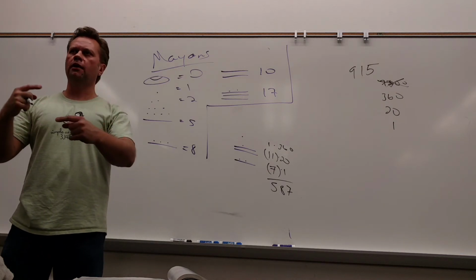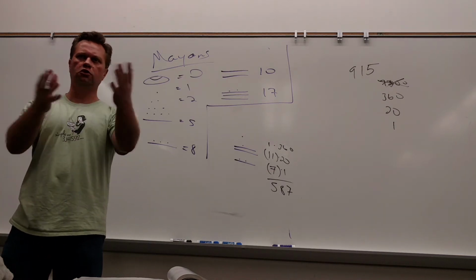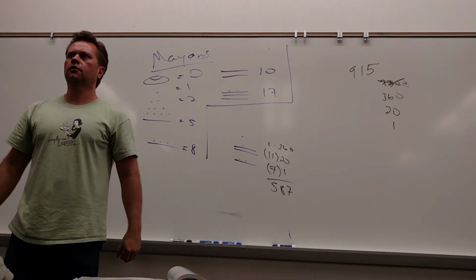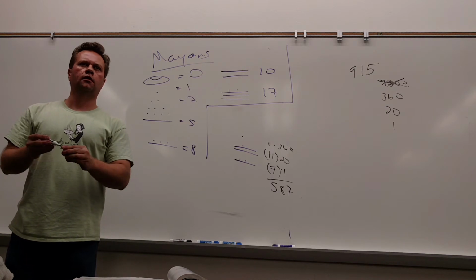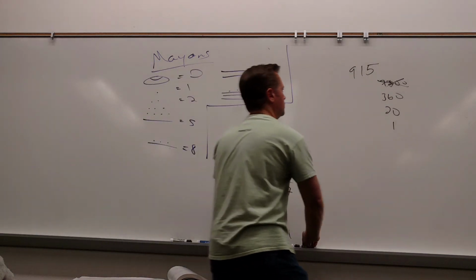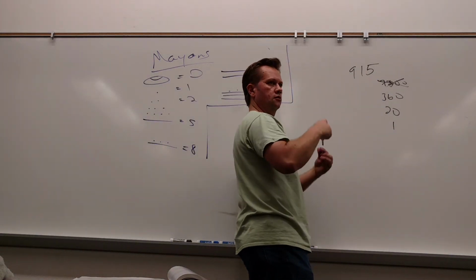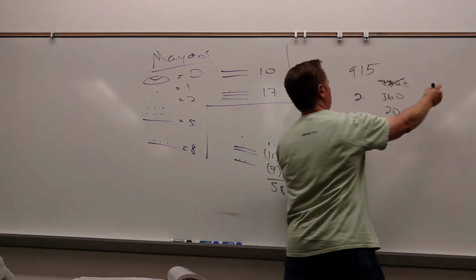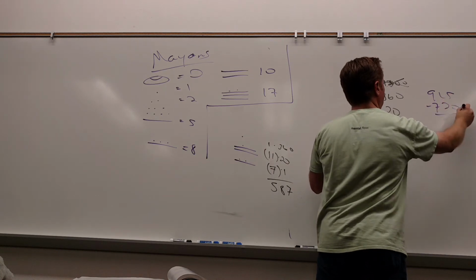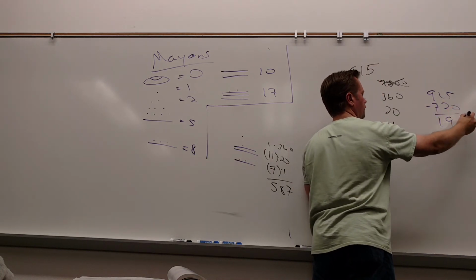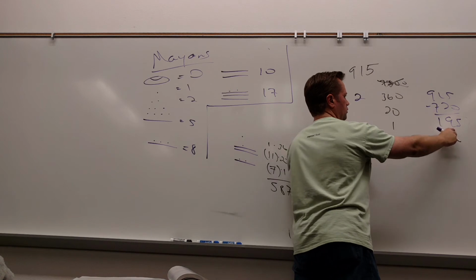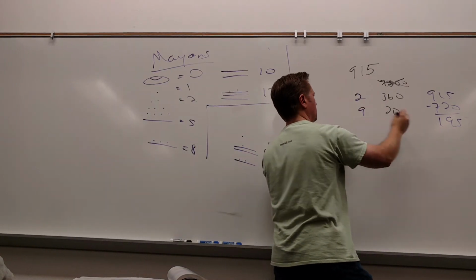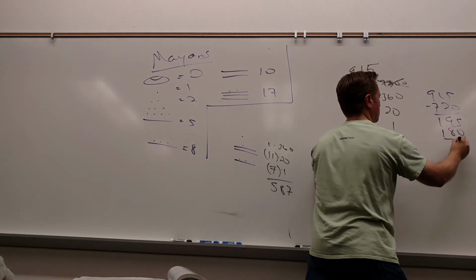So it's just like we did with Babylonians. You start with the big, you send your big dudes in first, and they take care of a big chunk of it, and then the little dudes come in and clean up the rest. So 360 goes into 915 how many times? Twice. So 915 minus 720 is 195. 20 goes into 195 9 times. 9 times 20 is 180.